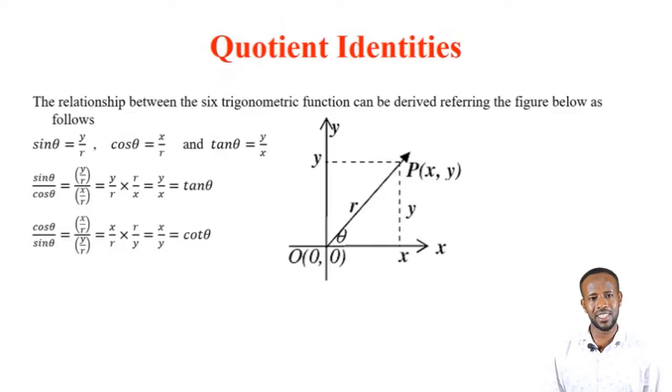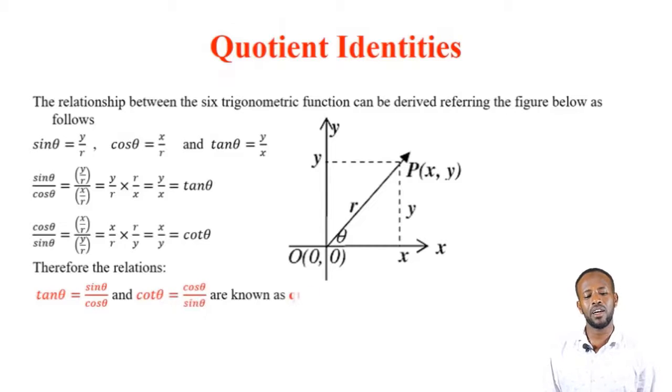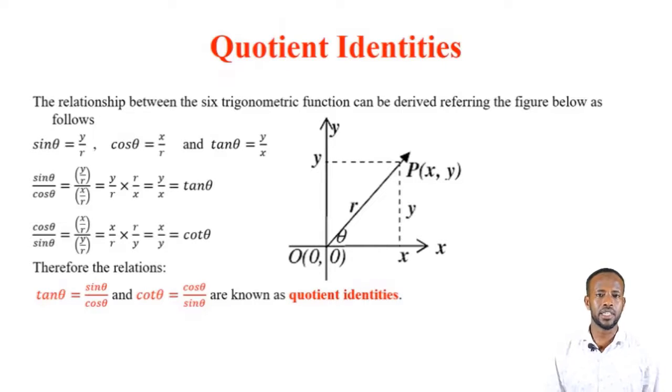Now, to practice this, let us see the example we have here. The relation tan theta equal to sin theta over cos theta, and cot theta equal to cos theta over sin theta, are known as quotient identities. Don't forget it. Now, let us see their examples. Example.